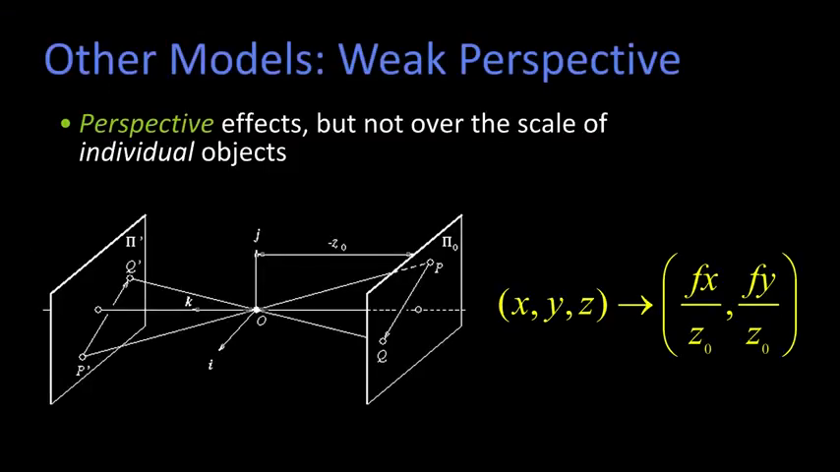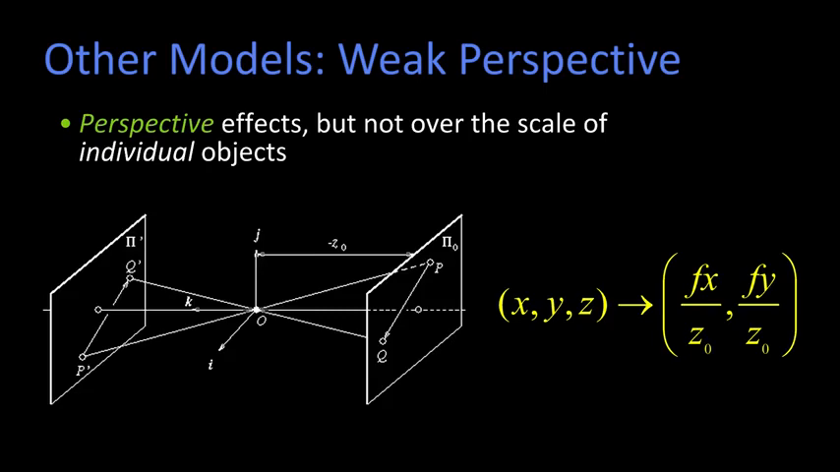Another model is called weak perspective, sometimes called scaled orthographic, but that's a bad choice. There's also something called paraperspective, but what we're going to call weak perspective is the following. The idea is that we know that when things get further away, they're going to get smaller. But we're going to say that all the points on a given object are at some constant depth, z0. So for all the points on that object, xyz will get mapped to fx over z0, fy over z0. So that object will get scaled.